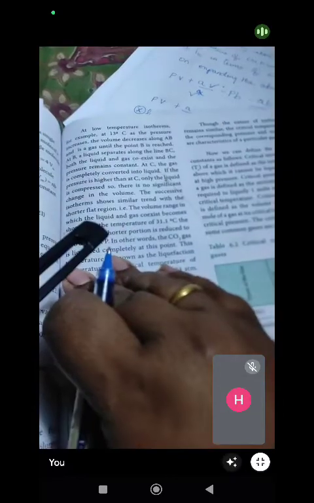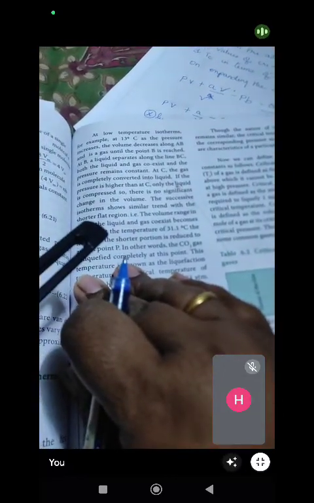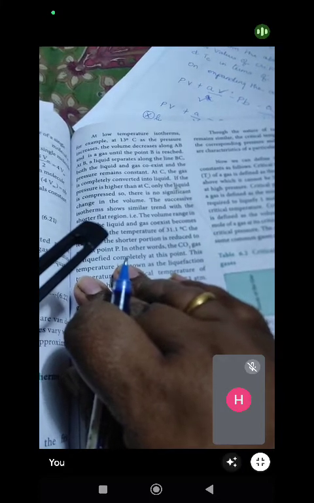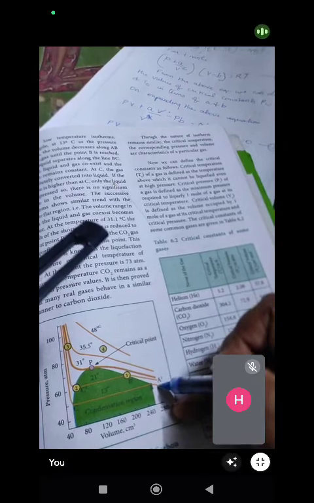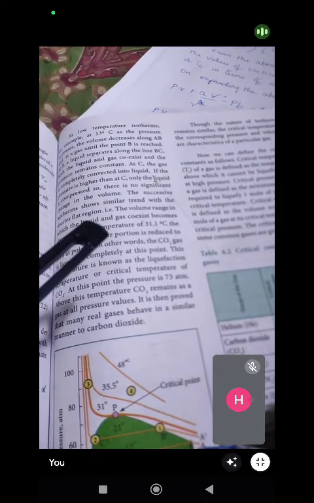Here. Right? At 13 degrees Celsius, as the pressure increases, the volume decreases. Look here, the curve narrows. Can you see? As the pressure increases, the volume decreases along AB, and along AB it is a gas until the point B is reached. Where is point B? So here A it starts, then it reaches B. So until the point B is reached, it is gas.